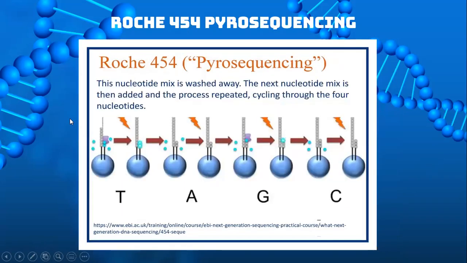The next step is that this nucleotide mix is washed away, and the next nucleotide mix is then added, and the process is repeated, cycling through the 4 nucleotides. So in general, the nucleotide is added, and then it releases a light signal, and then that nucleotide is washed away, and the second nucleotide is then added.